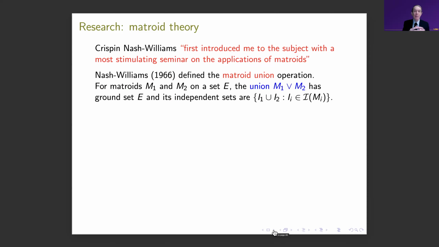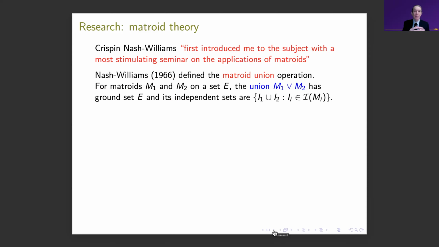What's the big deal about this? Well, you can get a nice formula for the rank function. You want to get the rank of a set X in this union. You look over all subsets Y of X, take the rank of Y in the first matroid, plus the rank of Y in the second matroid, plus the size of X minus Y, and then minimize. So why is this formula good? Well, it gives you really quick proofs of graph results of Tutte and Nash-Williams and of matroid analogues of these results due to Edmonds.